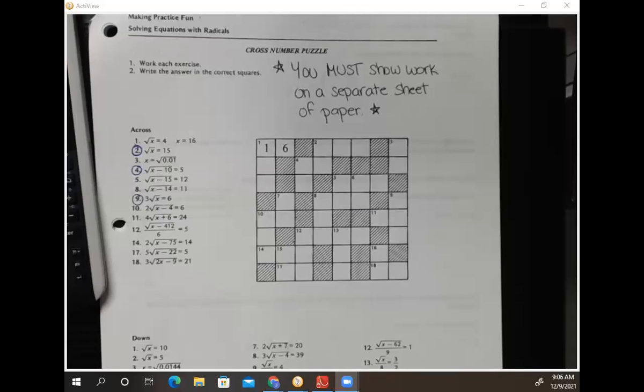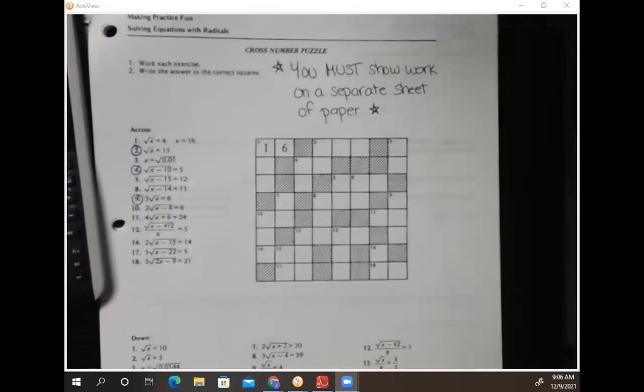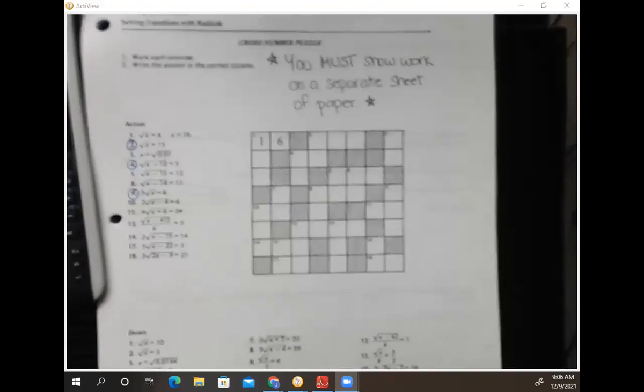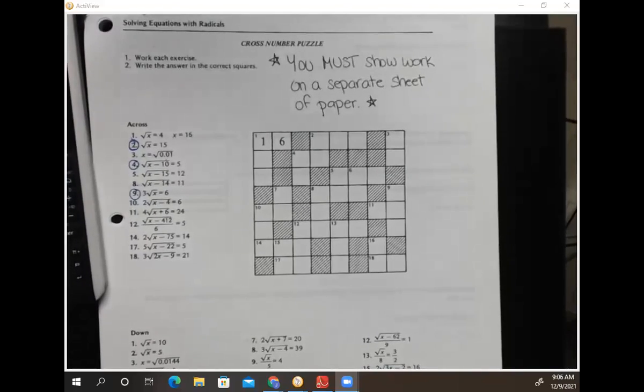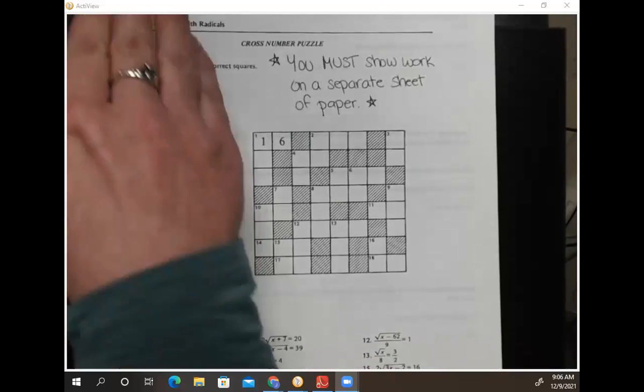Okay, so last night I asked you to try page 17. It was solving, they're not words, so we'll say cross number puzzle. And I want to talk about a couple of the problems that you would have seen here, to talk about how you would have approached them, because that's going to play into what we're going to do for today as we're looking at solving our radical equations.